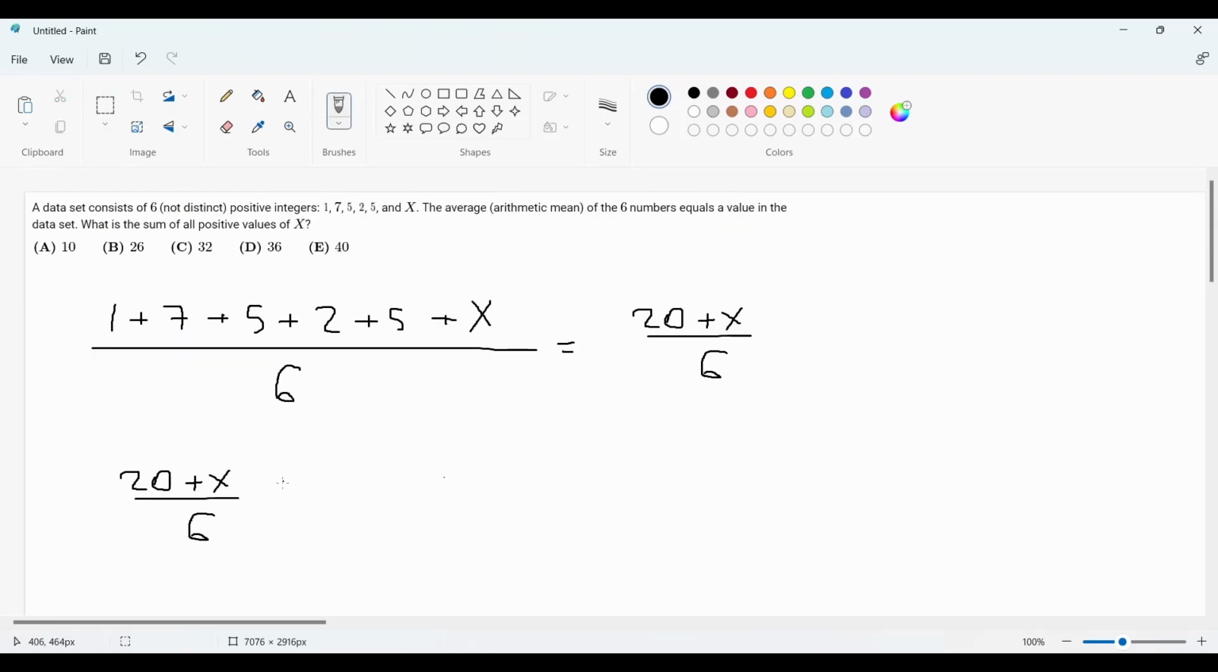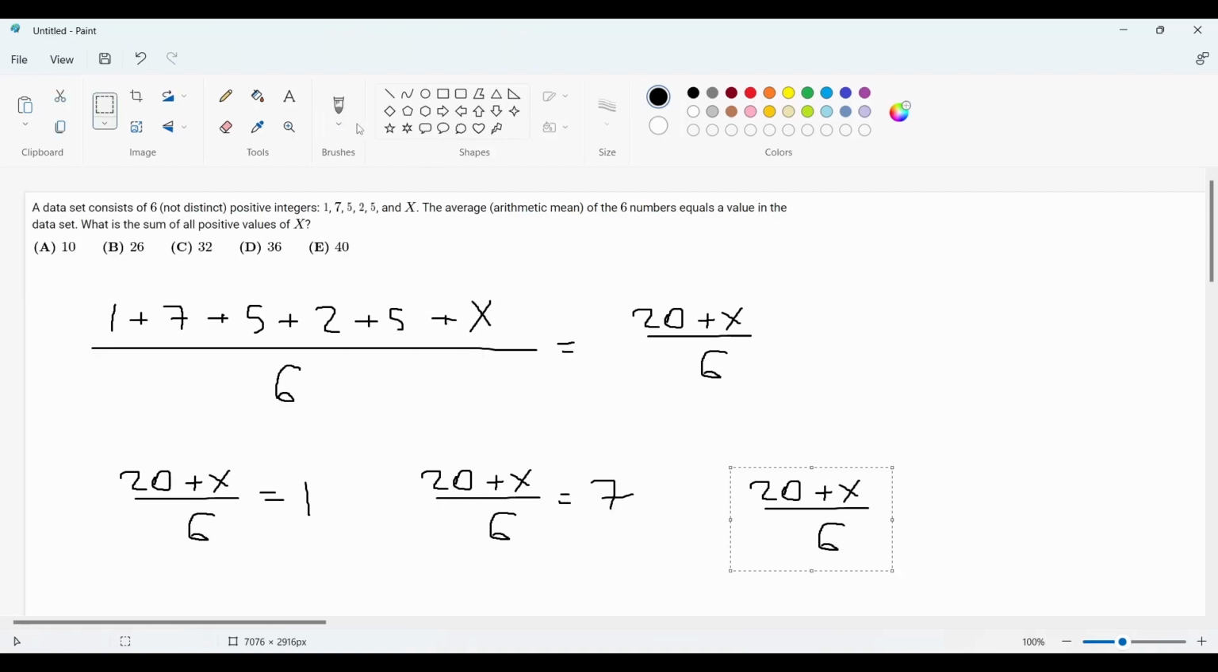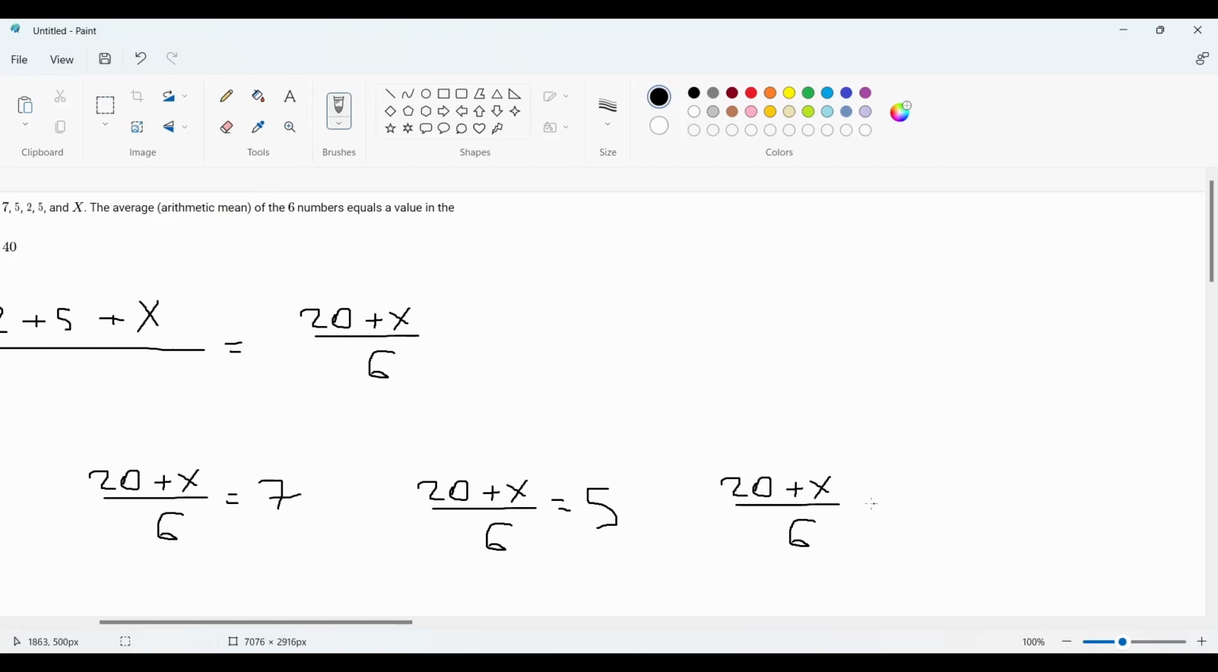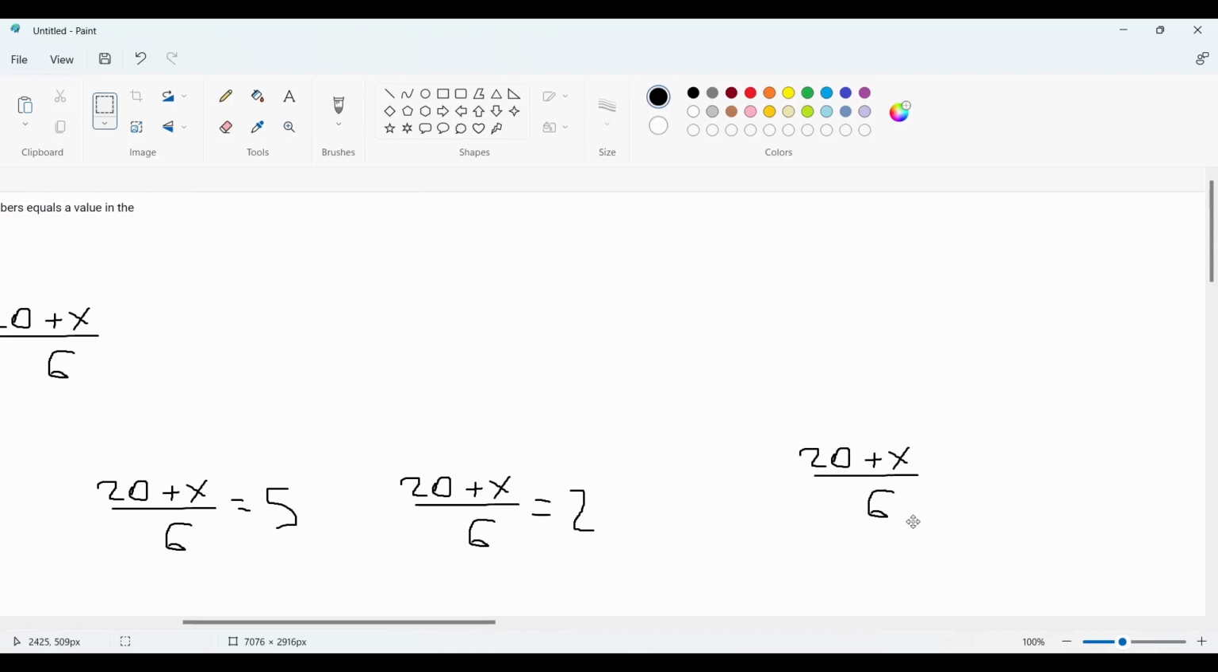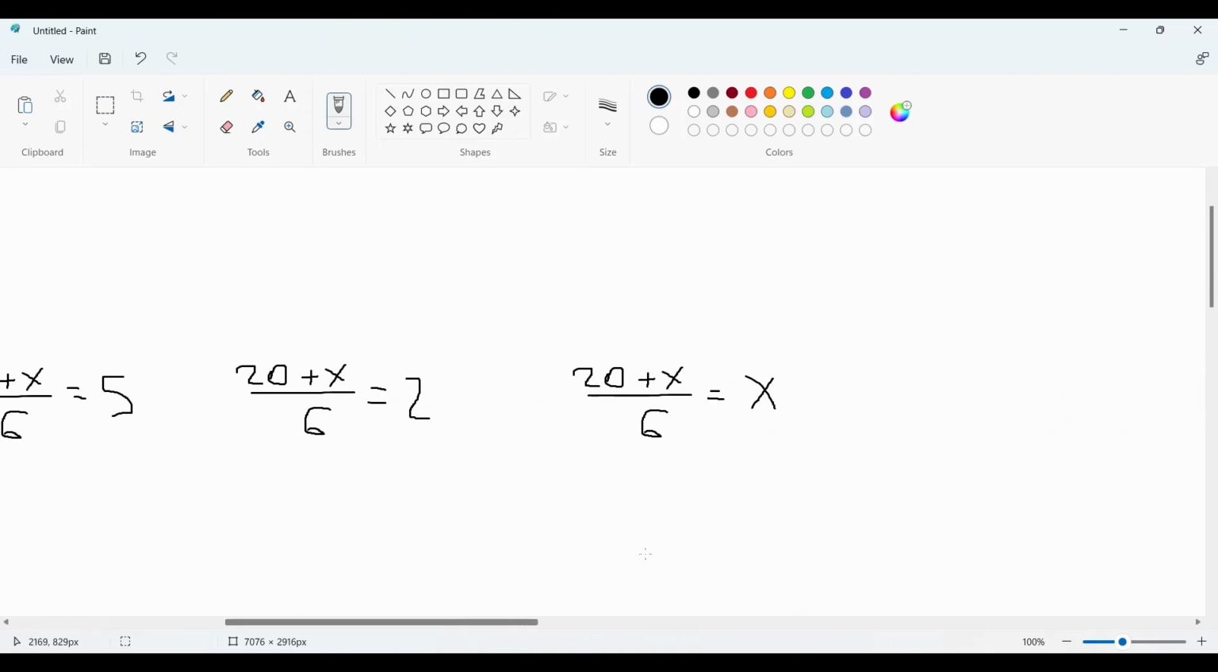It's possible that this quantity is just equal to 1 because 1's in the set. It could be equal to 7 because 7's in the set. It could be equal to 5 because 5's in the set. It could be equal to 2 because 2's in the set. And perhaps the most interesting one, this quantity could be equal to x, because x is also in the set. However, if it turns out that x is the same as one of the other options, then this is not a new case. We'll have to find out by doing some work and seeing.